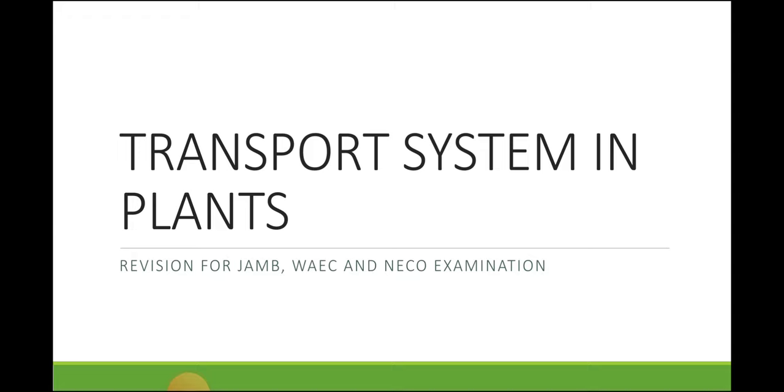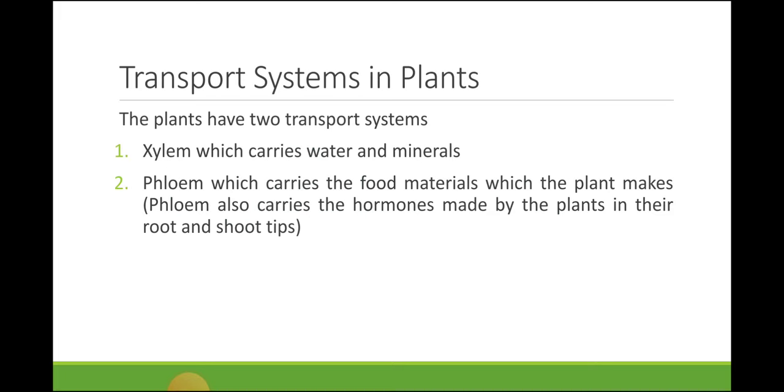And this is a revision for our upcoming JAMB, WAEC and NECO examination. So, transport system in plants. Something that we should know about transport system in plants is that plants have two transport systems, and the two transport systems that the plant has are the xylem and the phloem. The xylem and the phloem are the transport systems in plants.